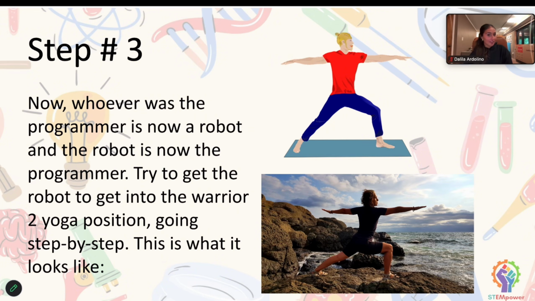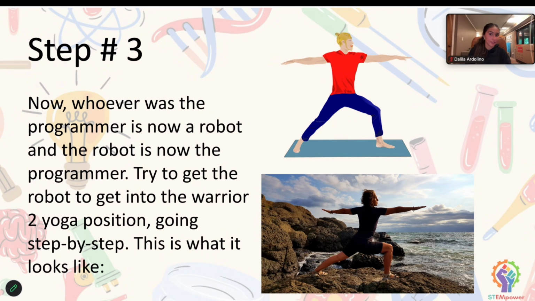Okay, so now that you have completed the jumping jack, hopefully successfully, we are going to switch. So whoever was the programmer is now going to be the robot, and whoever was the robot is now going to be the programmer. So now the programmer is going to have to give specific instructions to the robot in order to get the robot into the Warrior 2 yoga position. Now, the robot may not know what this is, but that's okay because the programmer is going to be very clear in their instructions and get the robot to do this.